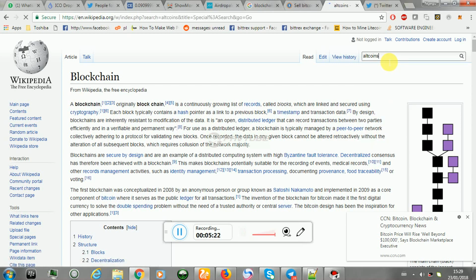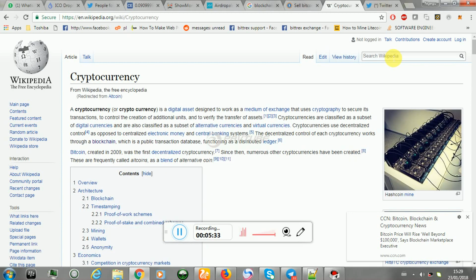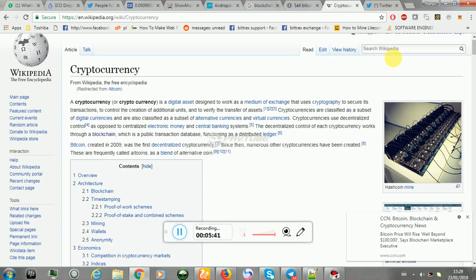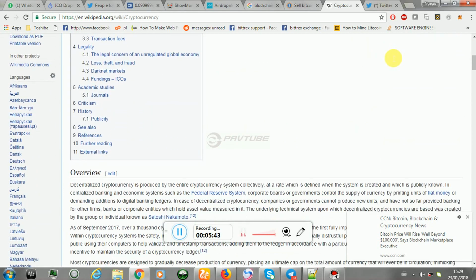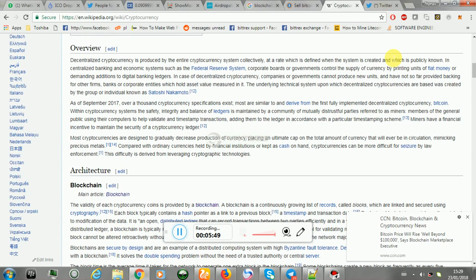Okay, so let's see what the altcoin is. Let me just call it altcoin, so at least that will be so straightforward. Wikipedia will take us to altcoin straight. Right. Okay. Altcoin took us to cryptocurrency. Cryptocurrency is a digital asset designed to work as a medium of exchange that uses cryptography. Okay, I've actually explained a bit of that, and it's decentralized. It's produced by the entire cryptocurrency system collectively at a rate which is defined, and so on and so forth.